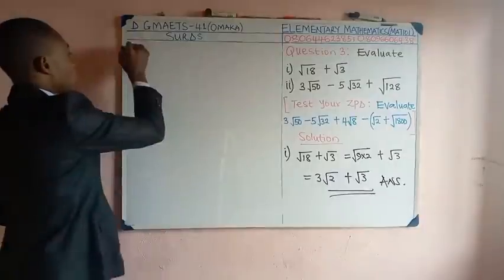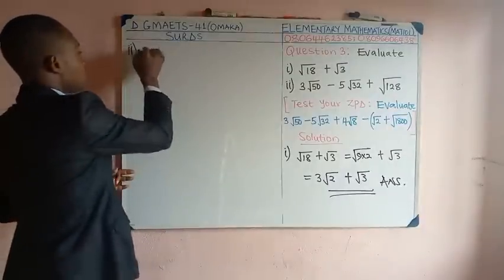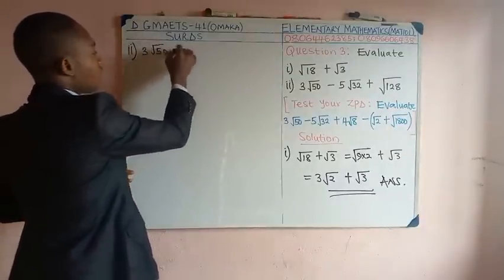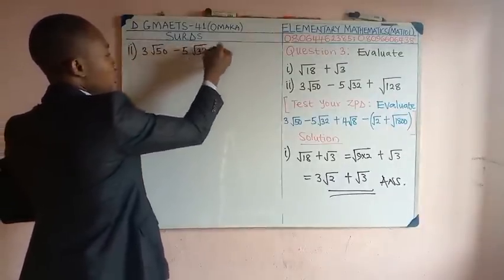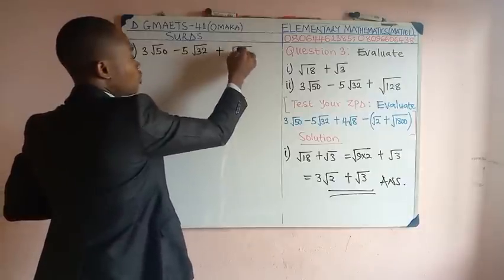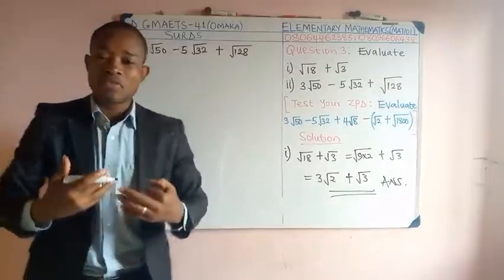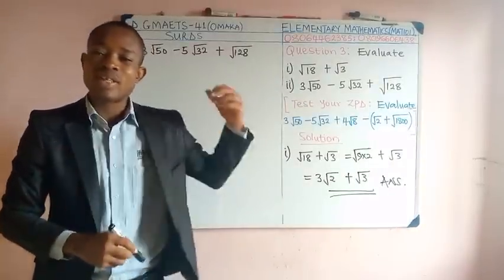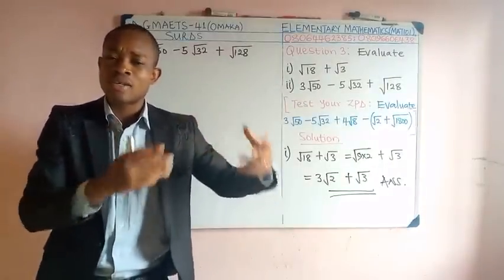Now let's look at the second part of the question. That is 3 root 50, and then we have minus 5 root 32 plus root 128. Once again, apply that knowledge, that principle: we need to break this down and see if we can get the same surdic part in each of the terms there.